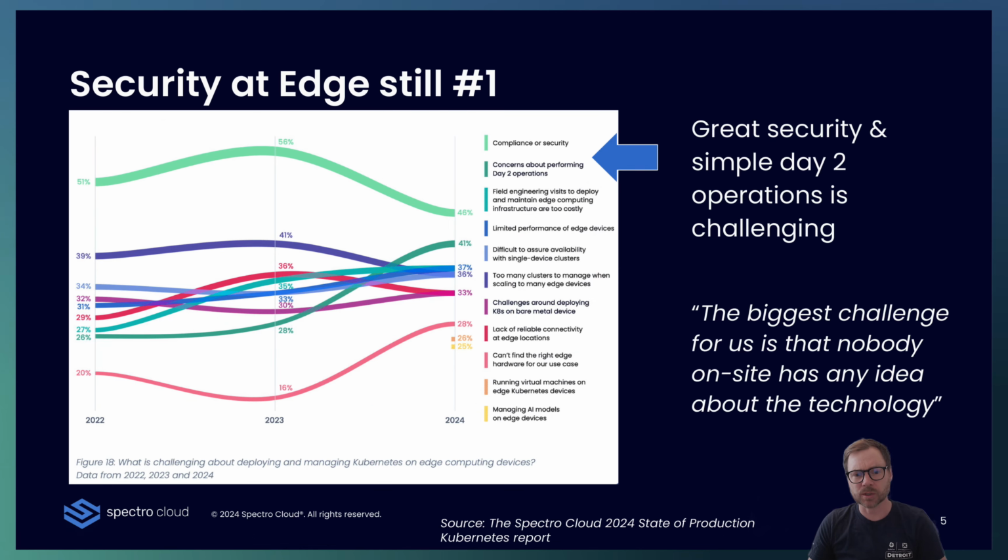So we also asked questions about edge in particular. And while we see that we're meeting the needs for security overall with Palette with fantastic capabilities, there are some specific challenges that we have at edge. Compliance and security have dipped a little bit. It's still the number one concern for edge. And if we look closer, we see it's also balanced out by concerns about performing day two operations and avoiding costly field engineering visits. For edge, Spectro Cloud Palette is already meeting many of these needs.